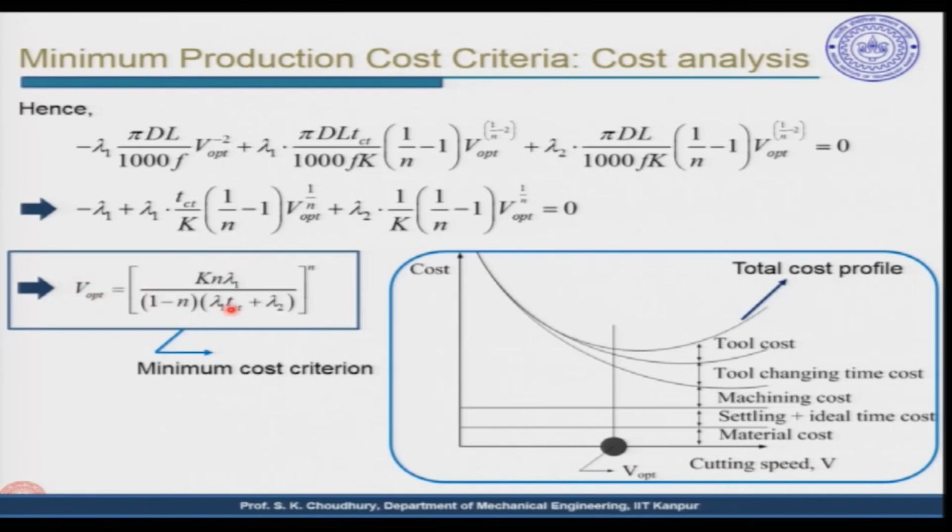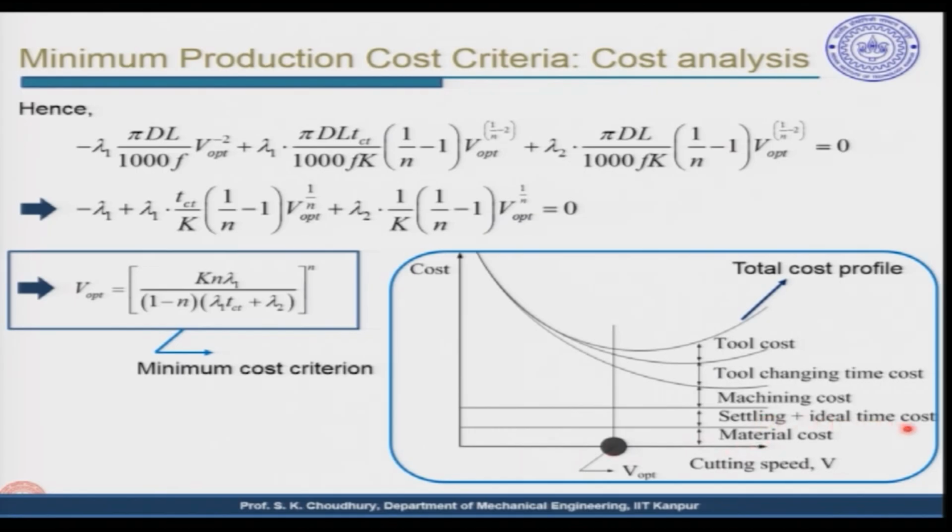So, now if we plot the curve, on the y axis we put the total cost per piece, and along the x axis we put the cutting speed, that is the velocity V. In that case the material cost will be constant, it does not depend on the cutting velocity, it will incur a certain cost which will be constant, it does not matter what speed there is along the speed axis.